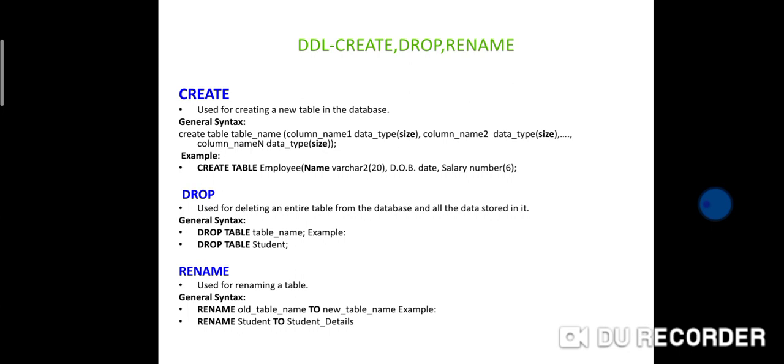So the table has name, date of birth and salary as three columns, and after that we insert the data using the insert query. Then we go for drop. The syntax of the drop is drop table name. The example is drop table student.